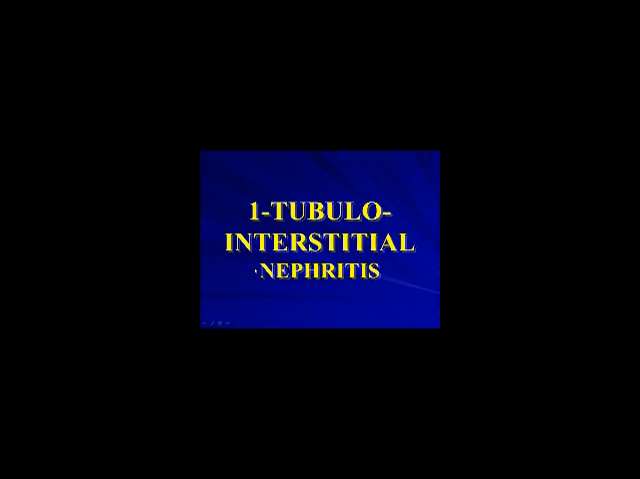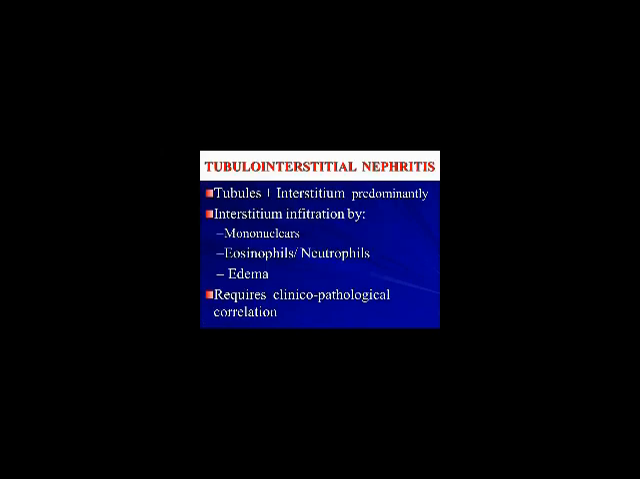Now, inflammation of the tubules or interstitium is called tubulointerstitial nephritis. And in this case, there will be inflammation of the kidney by inflammatory cells, including mononuclears, that is lymphocytes, plasma cells, macrophages. Then we have eosinophils and neutrophils in acute conditions, and edema due to the inflammatory process. Now, there are many causes in which tubulointerstitial inflammation is produced. Therefore, we require a clinicopathological correlation to reach a final diagnosis.